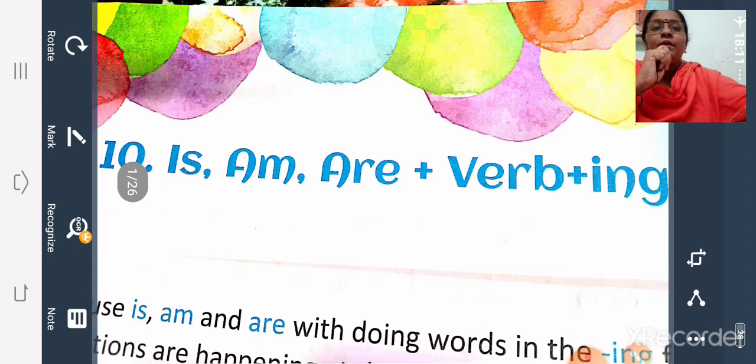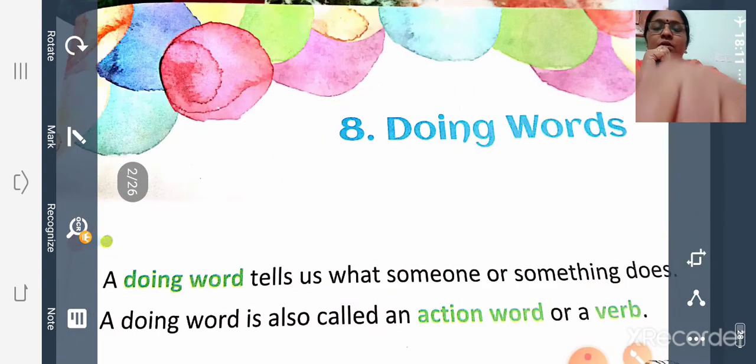So, before we begin the lesson, let me revise doing words or verbs. So, what is a doing word? What is a verb? A doing word tells us what someone or something does. Action words. A doing word is also called an action word or a verb. Doing word is an action word.